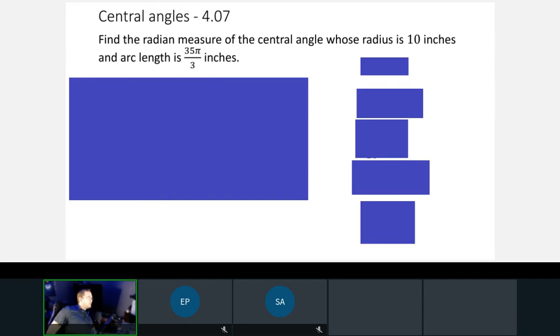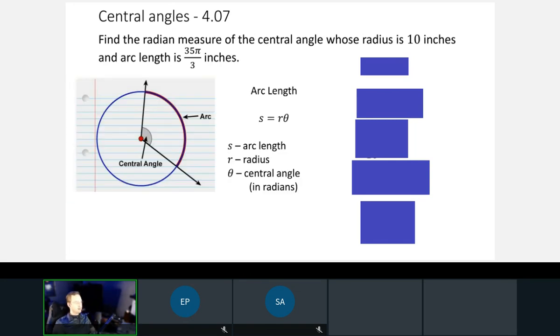All right. Central angles. We want to find the radian measure of the central angle whose radius is 10 inches and arc length is 35 pi over 3 inches. All right. Well, we're going to go to 4.07 and we're given a nice formula in a diagram. So arc length is S equals radius times the angle, the central angle it is.